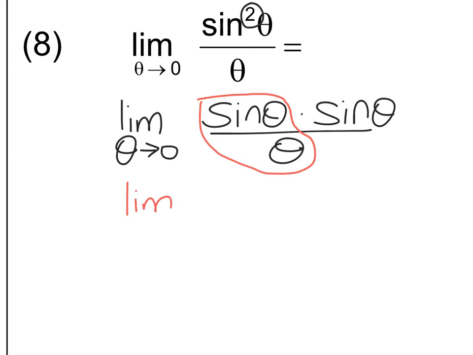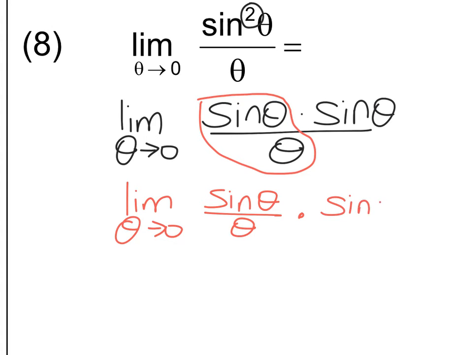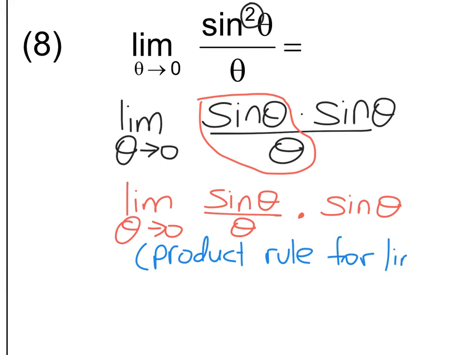I want, out of this, the limit as theta approaches 0, to make sure that I have a sine of theta over theta times, separately, a sine of theta. Now I'm going to apply something called the product rule for limits. I tend to overuse rules.